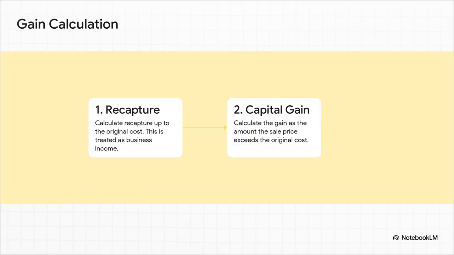Now, when you sell for profit like this, the tax system splits that profit into two separate pieces. The first piece, which is the difference between the sale price and the original cost, is treated as recapture, and it gets added to your regular business income. The second piece, the amount above the original cost, that's your capital gain. And this is important because capital gains are typically taxed at a more favorable rate than regular income.